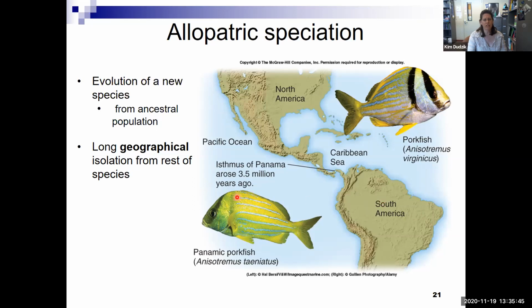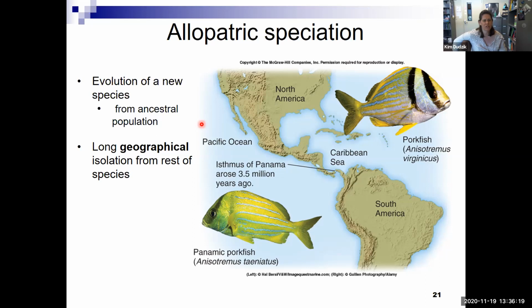With allopatric speciation, the evolution of a new species comes from an ancestral population, right? You've got an ancestral population that gets divided by a geographical isolation from the rest of the species. So the reproductive isolating mechanism here has to be a geographical isolation. Okay, so there's some kind of new selective pressure that's acting on the population.